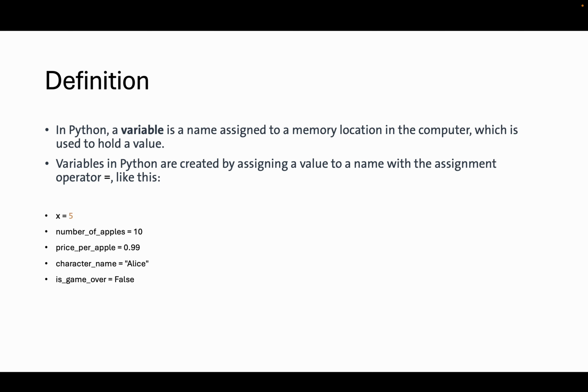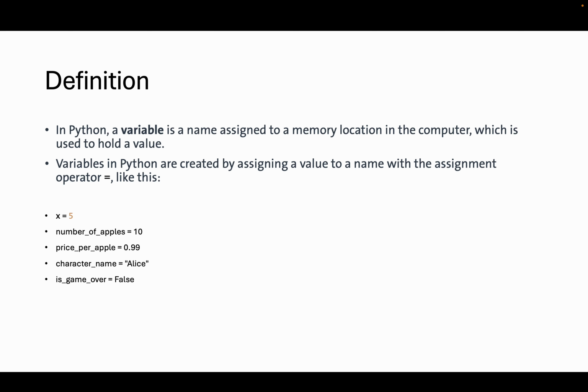We have some examples here. For example, the variable x, which takes the value 5. We have a variable called number of apples that we can initialize with 10. Price per apple, which is a floating point variable, which will get the value 0.99.